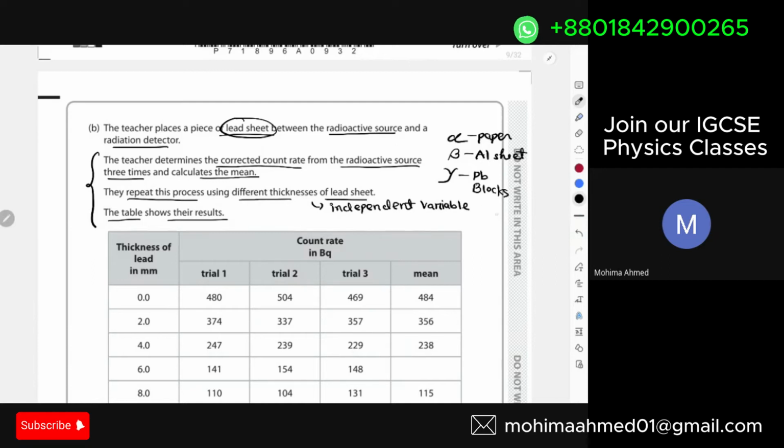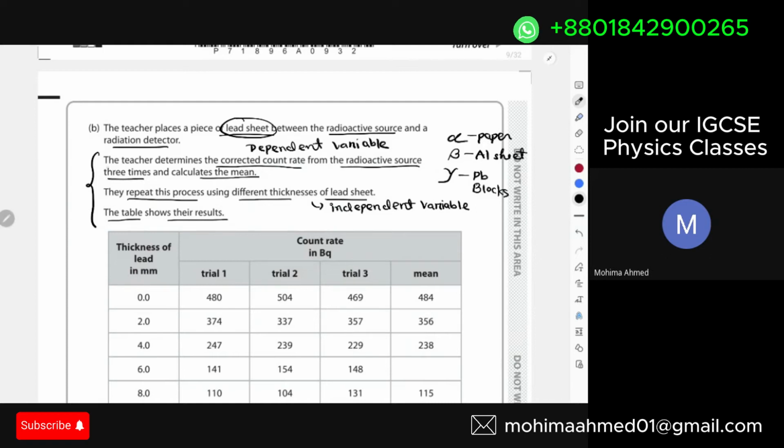After this, because of this independent variable, what will get affected? The count rate from the radioactive source. So the corrected count rate over here is your dependent variable. Because if I'm using a very thick lead sheet, that means it will block more and more of the gamma radiations, alpha and beta. And obviously then the detector will not receive much of the radioactive particles, and in that case it will give you a very small count rate value, right? So this is it.